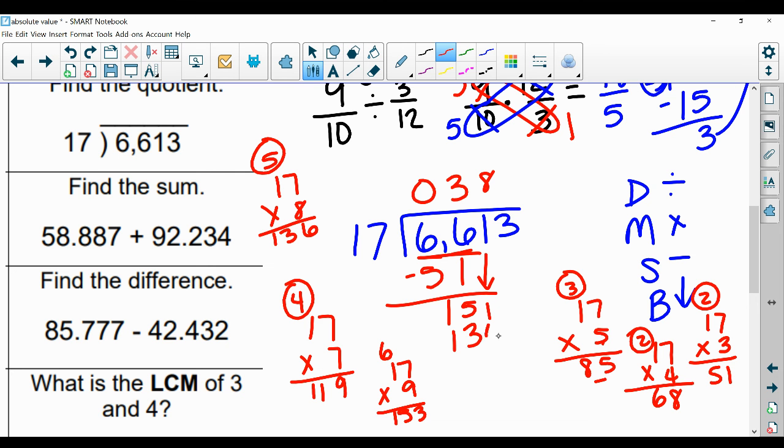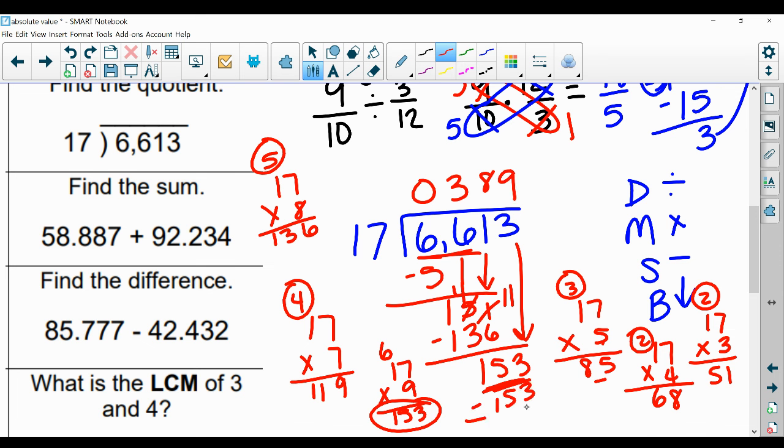The good thing about this is now we have all this work, so we shouldn't have to multiply anymore to get an answer. 153. Like I said, we've already worked all of this. And so do we have anything that gets us 153? If we notice right here, 17 times 9 gives us exactly what we're looking for. So when we subtract, we have no remainders. There's nothing else to bring down. So our answer is 389.